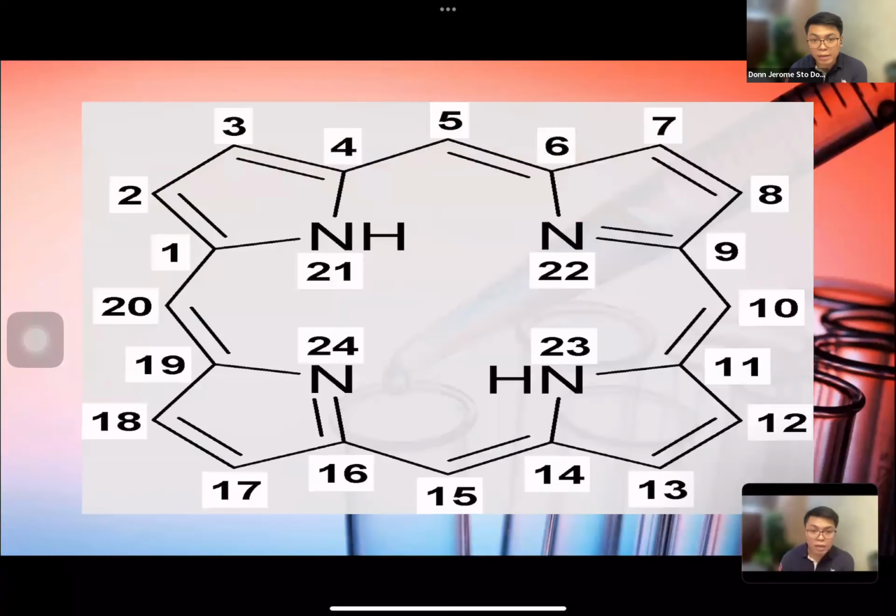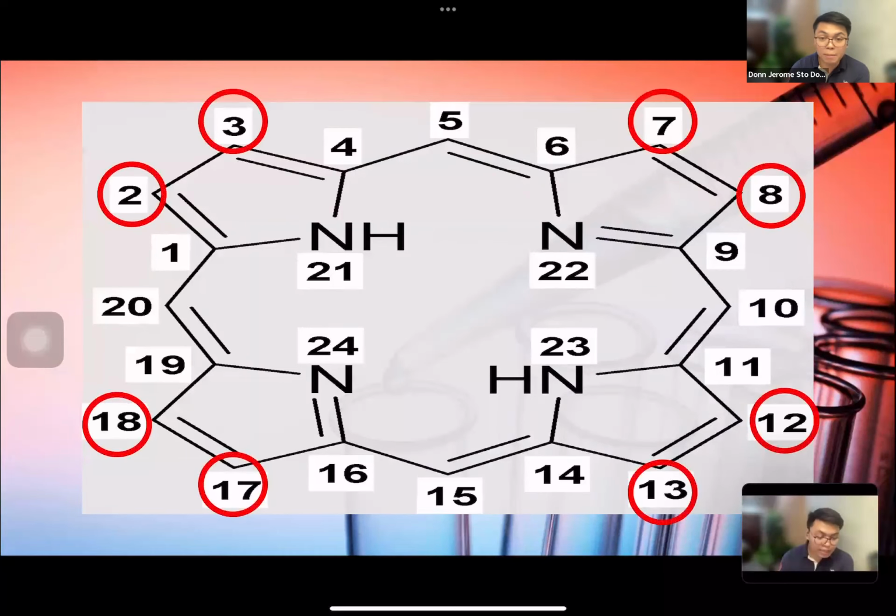The carbon atoms and nitrogen atoms in your porphyrin nucleus are numbered from 1 to 24. The peripheral carbons are numbered 1 to 20, and the nitrogen atoms inside are given locants 21 to 24. Your porphyrin nucleus can be substituted, or you can add side chains to your porphyrin ring at 2 positions. 8 of which are seen in the beta position, located in the pyrrolic rings. So that's 2, 3, 7, 8, 12, 13, 17, and 18.